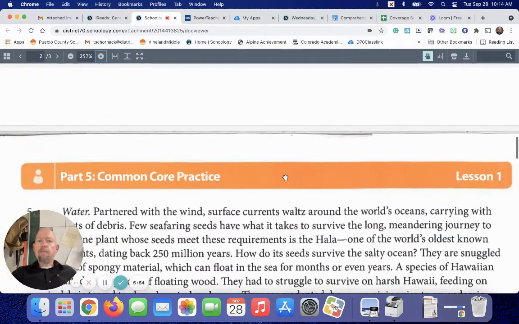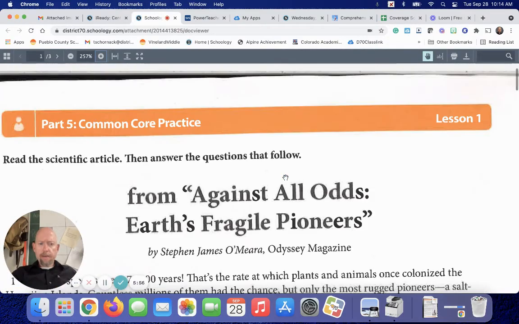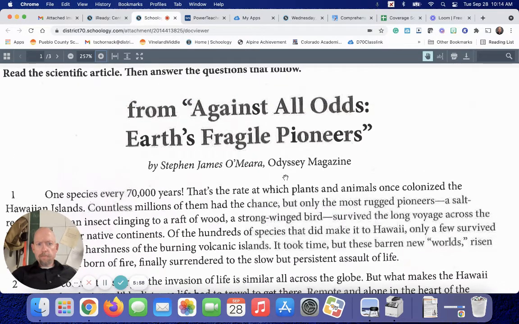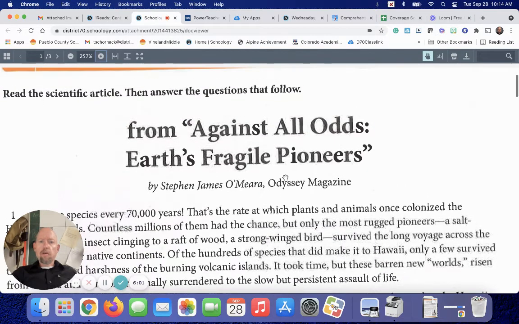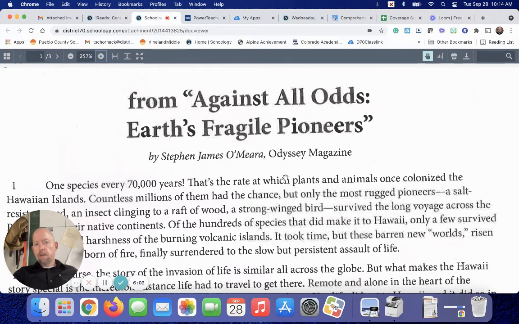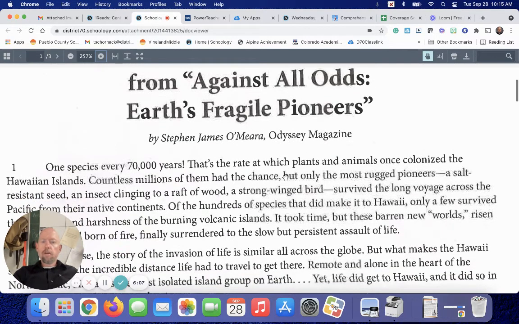Okay, now let's go up and let's read this. Read the scientific article, then answer the questions that follow. From Against All Odds, Earth's Fragile Pioneers by Stephen James O'Meara, Odyssey Magazine.